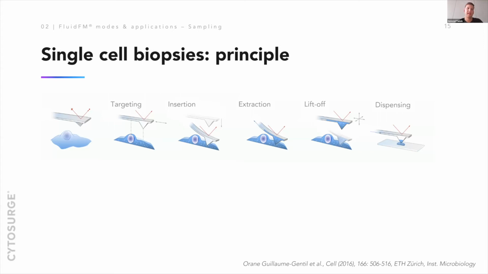The way it works is that we go into the cell once again with the pyramid. We literally touch inside of it. And once we are in the cell, either in the cytoplasm or the nucleus, well, of course, the cytoplasm is more gentle to extract material from. Then we will apply negative pressure. And then the cytoplasm simply enters the channel inside of the cantilever, and it stays in there.